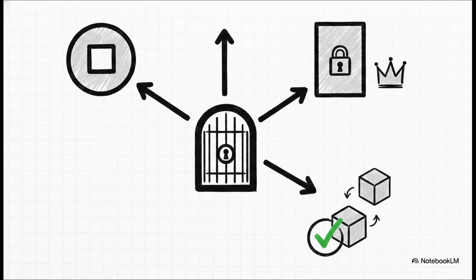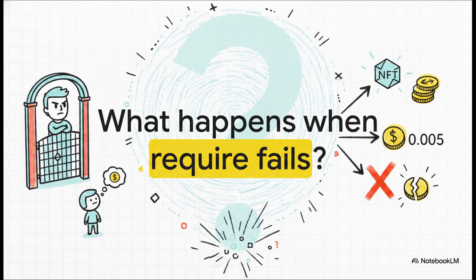Do they have enough Ether in their wallet? Third, validating return values from external calls. If your contract pings another token contract, you really need to know if that transfer actually succeeded. And finally, checking invariants that depend on user input. Basically, if an external user can influence a condition, require is the tool you use to keep them in check. But here's the really interesting part. What actually happens when this gatekeeper says no?